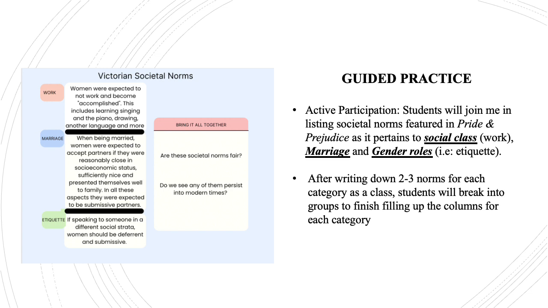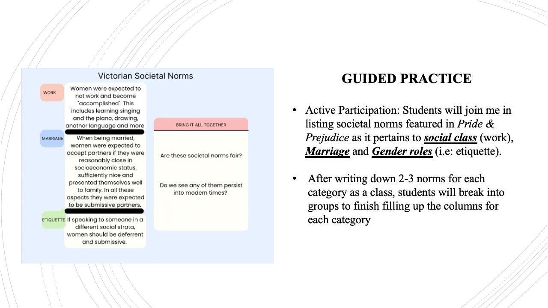particular, students are to actively participate during the I do step. Students will join me in listing societal norms featured in Pride and Prejudice that fall under the category of social class, marriage, or gender roles. At this point, students are welcome to call out answers, which is something that might be distracting for a student with dysgraphia who is trying to jot down the answers. This is a scenario where Isabella's class participation grade wouldn't be impacted because we're aware of her challenges with talking, listening, and writing simultaneously.